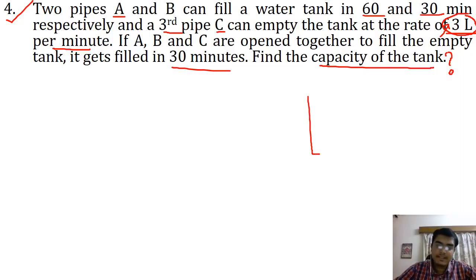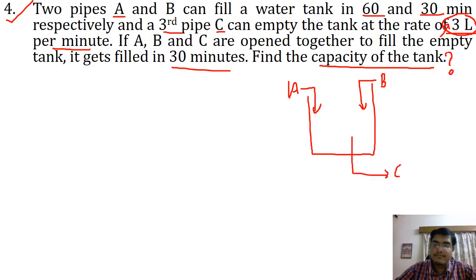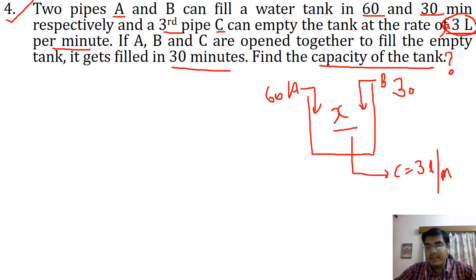So what is happening here is, we have a cistern, there is an inlet pipe A, there is another inlet pipe B, and there is an outlet pipe C. Rate of C is given as 3 liters per minute. And we are given that A can fill it in 60 minutes, B can fill the tank in 30 minutes. Now in this type of question, we'll assume that the capacity of the tank is X. Finally, we'll be taking up some variables. So let it be X liters.